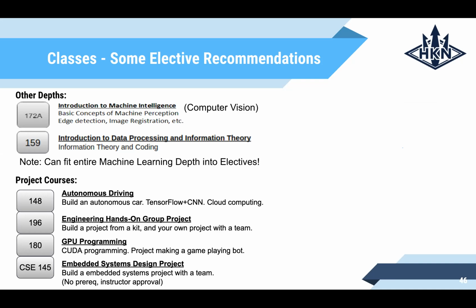So for project courses, a lot of these courses have already been described, but 148, you build an autonomous car project, pretty cool. 196 is another project class, kind of like a prototyping class. So it's similar to 16, but if you like doing more projects, then this will be fun.